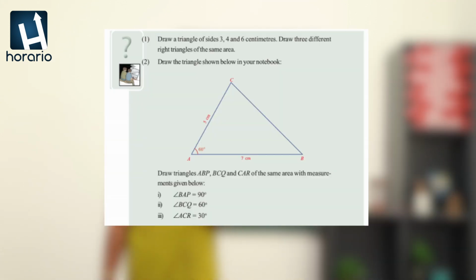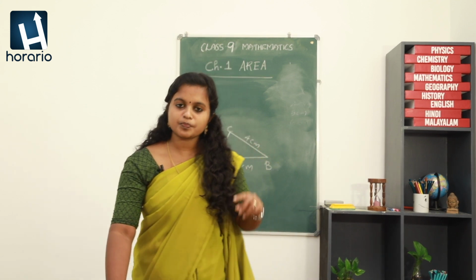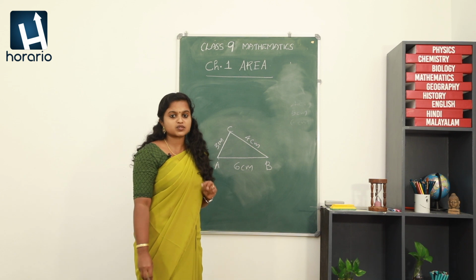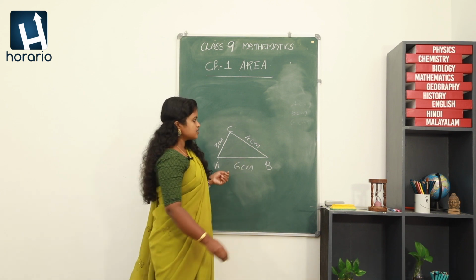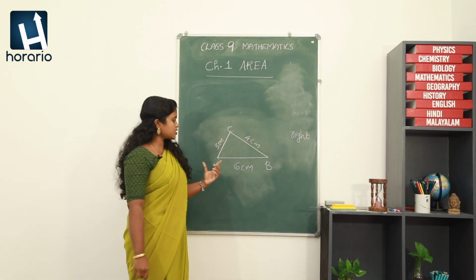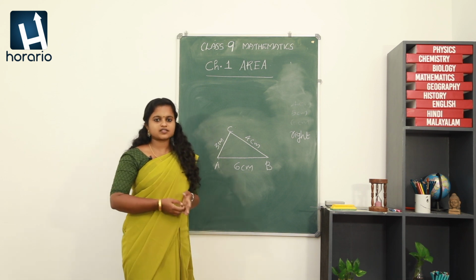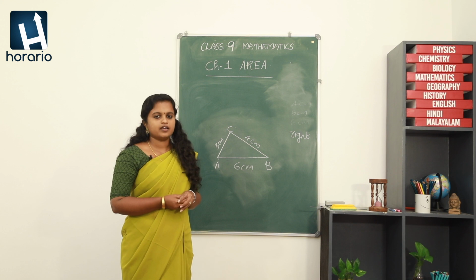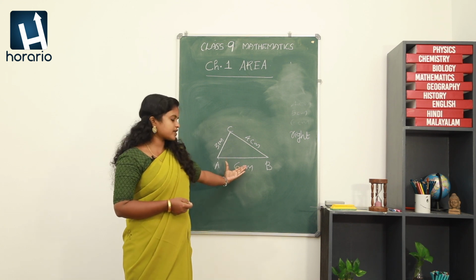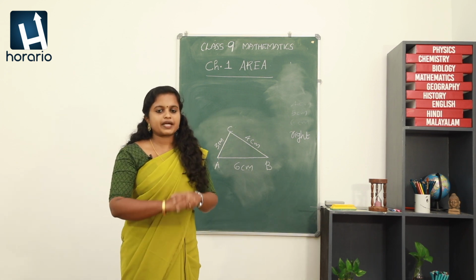Now the question is to draw three different right triangles of the same area. We should draw the right triangles of the same area. So in the previous question we constructed an isosceles triangle having the same area. Here we have to construct the right triangle and they are not making it compulsory that it should have the same base. It is our choice whether it should have the same base or not. Anyway we will be dealing with the right triangle having the same base, that we will see. So anyway we have to make a right triangle.